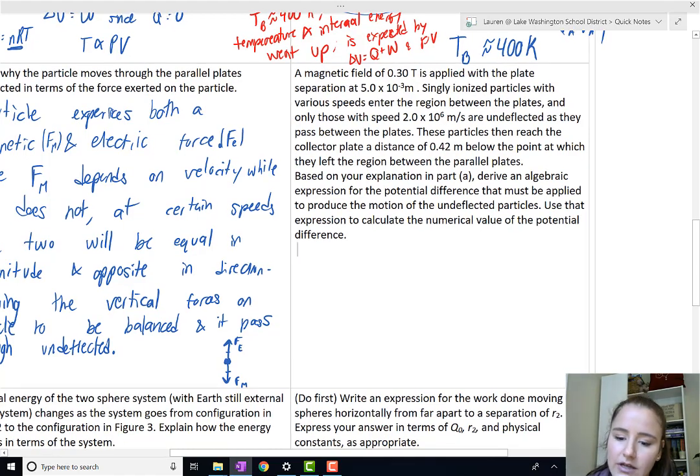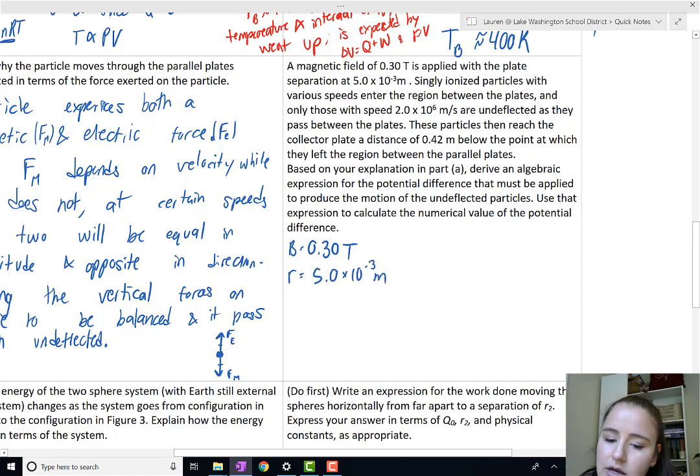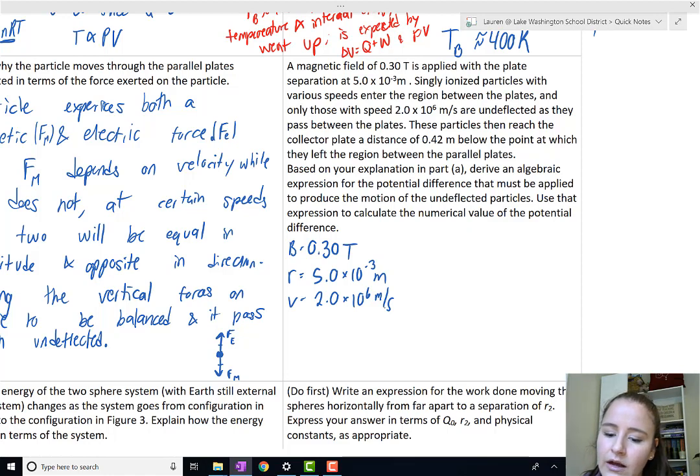Okay, now for the quantitative. A magnetic field of 0.30 Teslas is applied to the plates with a separation. I think plate separation in magnetism is actually R, not D. Plate separation R of 5.0 times 10 to the negative 3 meters. Singly ionized particles with various speeds enter the region, and only those with a speed of 2.0 times 10 to the 6 meters per second. That's that velocity selector I was talking about, how only at certain velocities those forces will be balanced. They then reach the collector plate a distance of 0.42 meters below where they left.